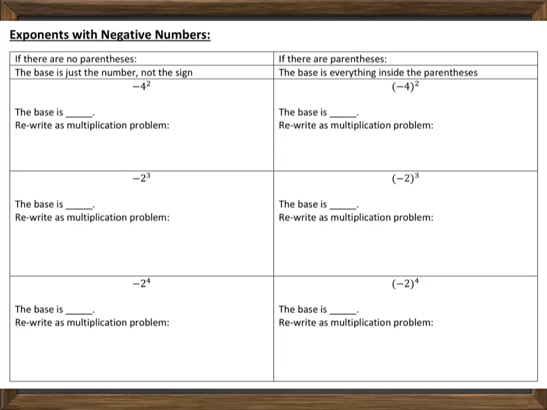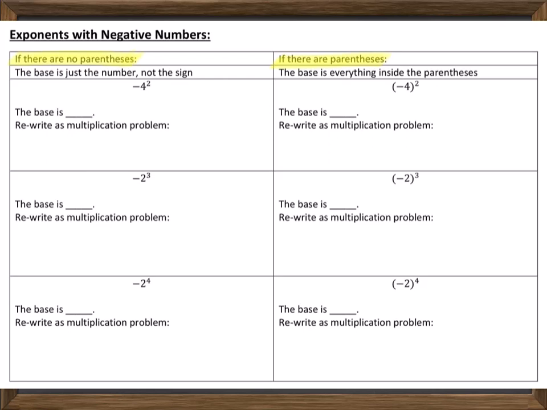Okay, so there are two cases here, right? There are if we have no parentheses and if there are parentheses. Those are two ways of communicating something and they don't mean the same thing. So if there are no parentheses, over here we have negative 4 to the 2nd power. Now, many students get confused. They think that negative 4 to the 2nd power means negative 4 times negative 4. That's what they think, and that makes sense to me. However, that is not what we mean when we say negative 4 to the 2nd power.